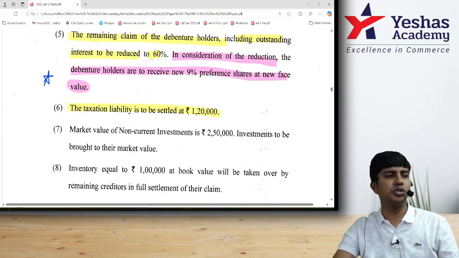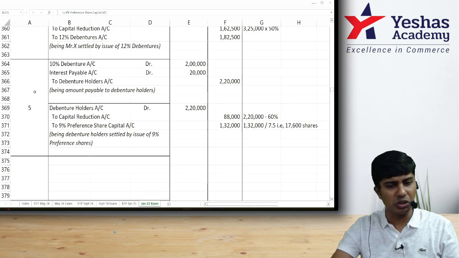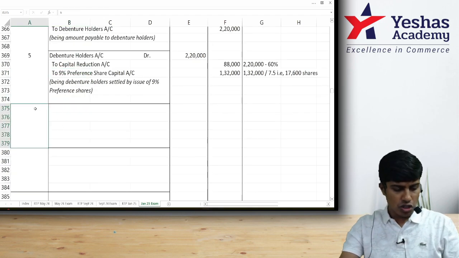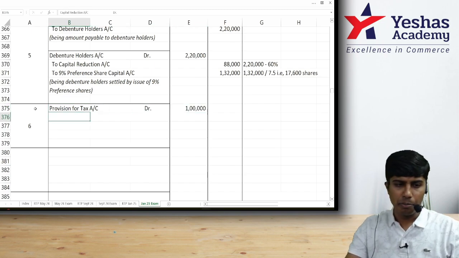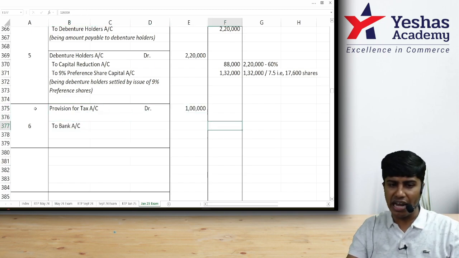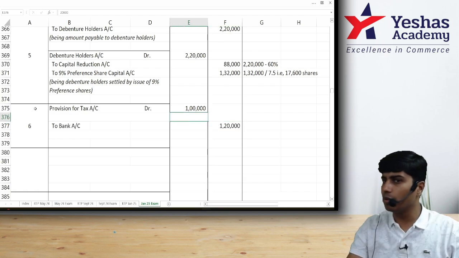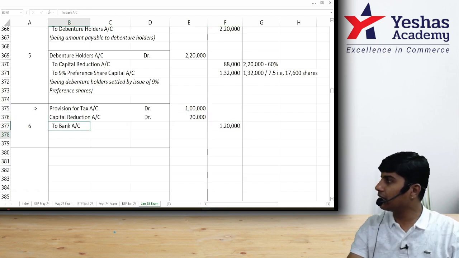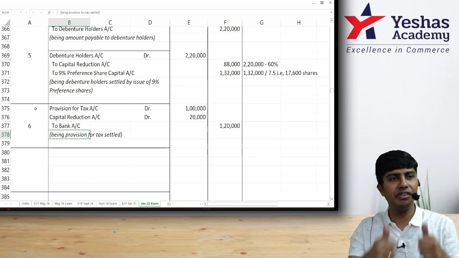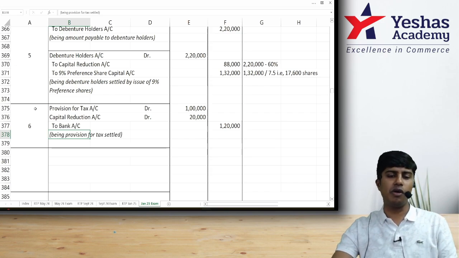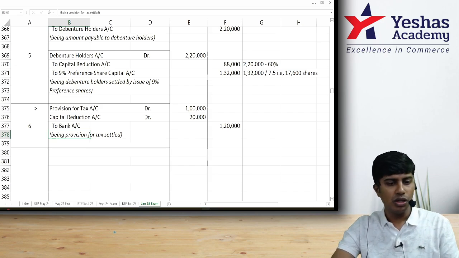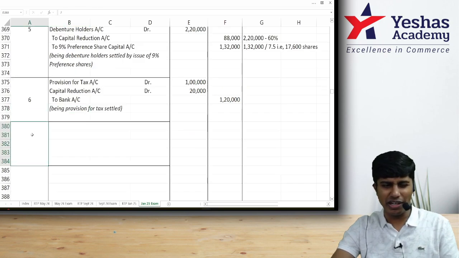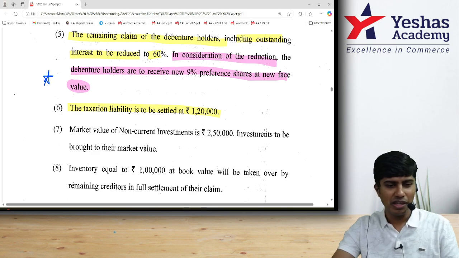You would have to pay 20,000 extra. That will further go to capital reduction only. So I would write provision for tax account debit 1 lakh, but I will credit my bank account by 1,20,000. That additional 20,000 will be the capital reduction account. Did everyone get this? Fantastic. Provision for tax account debit, capital reduction account debit, to bank account. What do we have after this sixth one? Let's go to the seventh one.